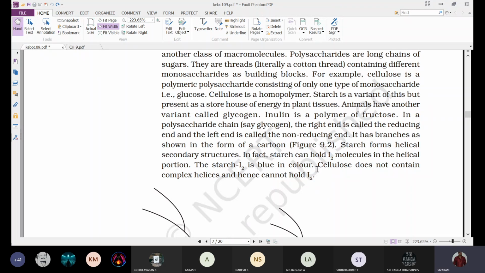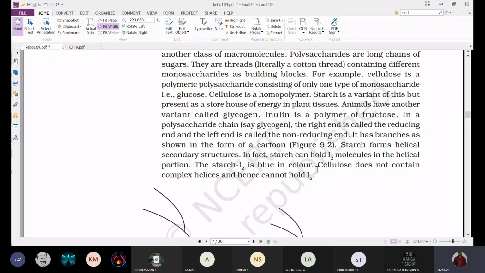But when it comes to the other end, that means it's a long polymer. At the extreme left end we have one hydroxyl group, and at the extreme right end the OH group is not free because it is involved in a glycosidic bond formation. So that end where the hydroxyl group is not free, we call it a non-reducing end. So we have a reducing end and a non-reducing end. In a polysaccharide chain, the right end is called the reducing end and the left end is called the non-reducing end.